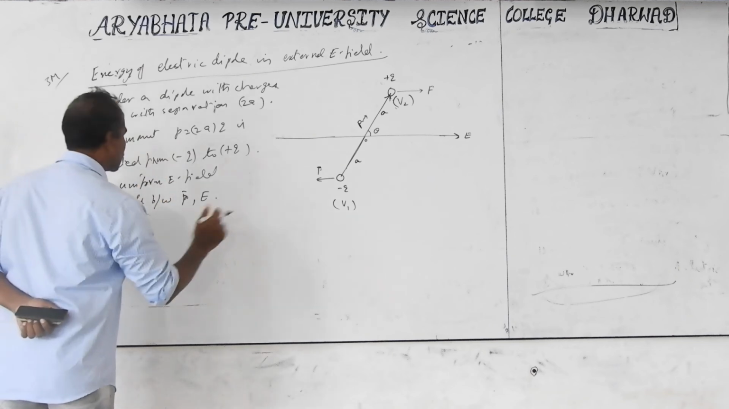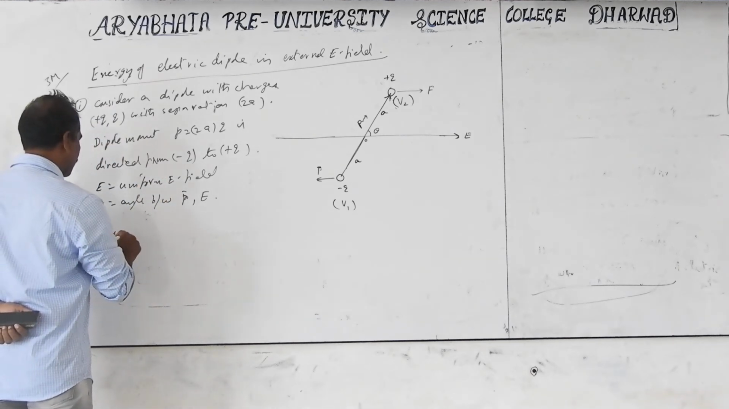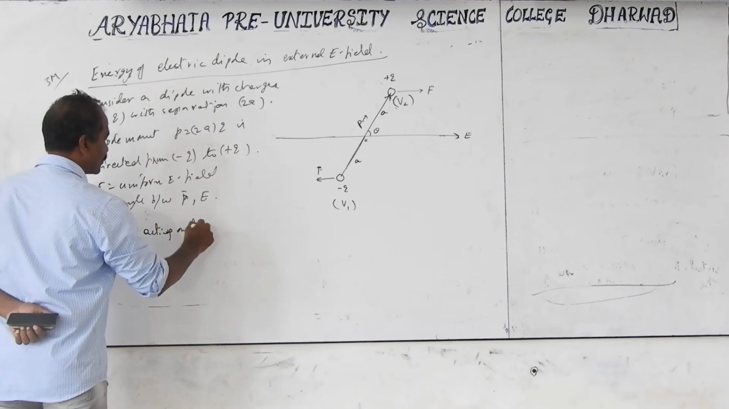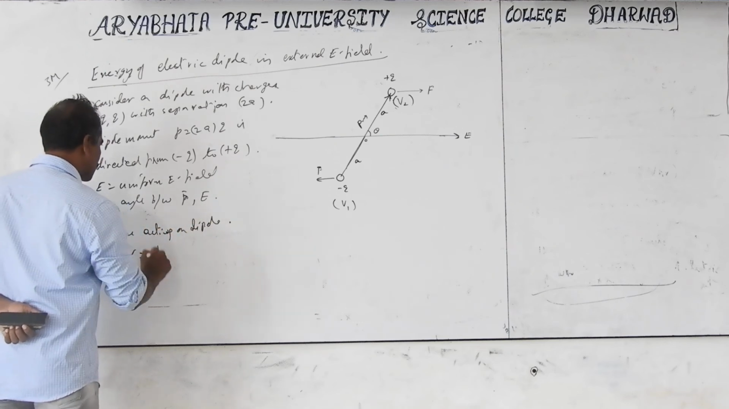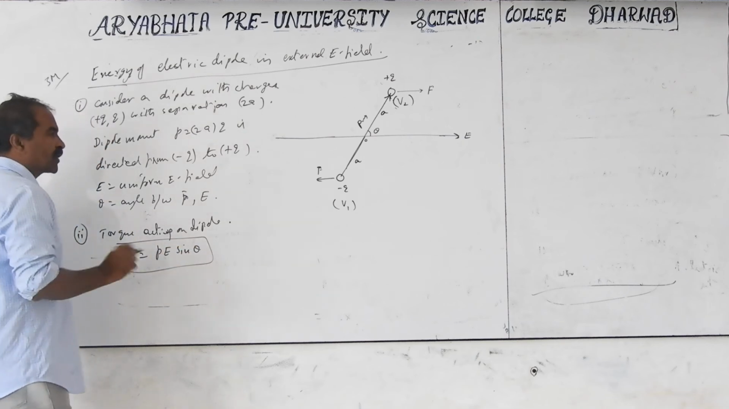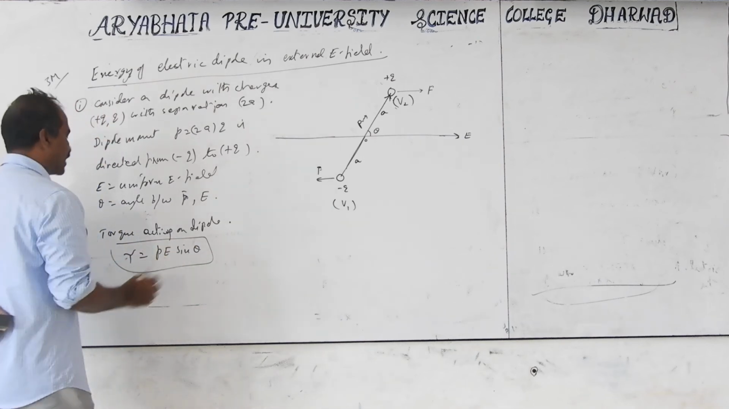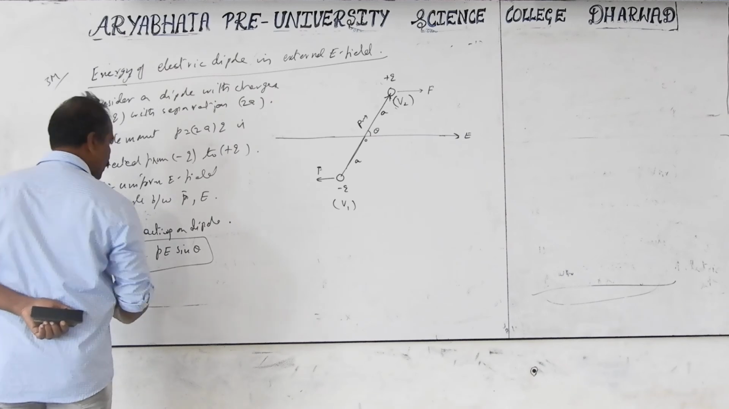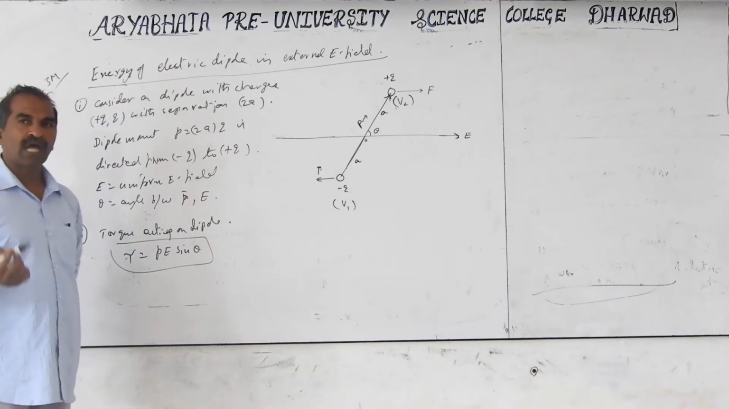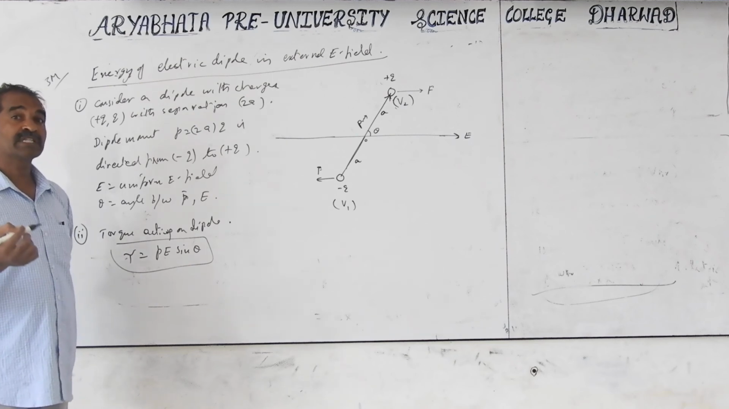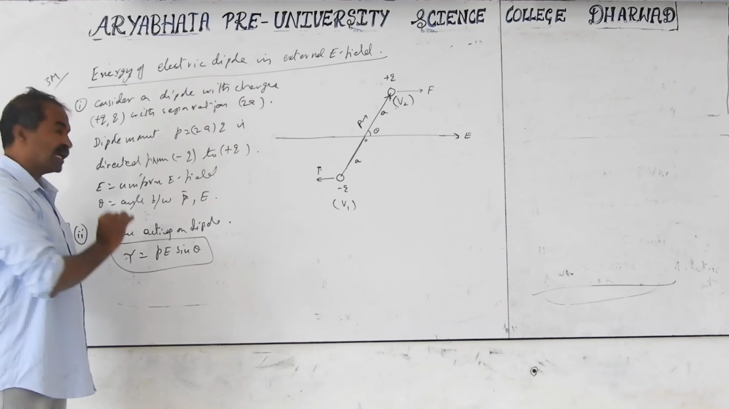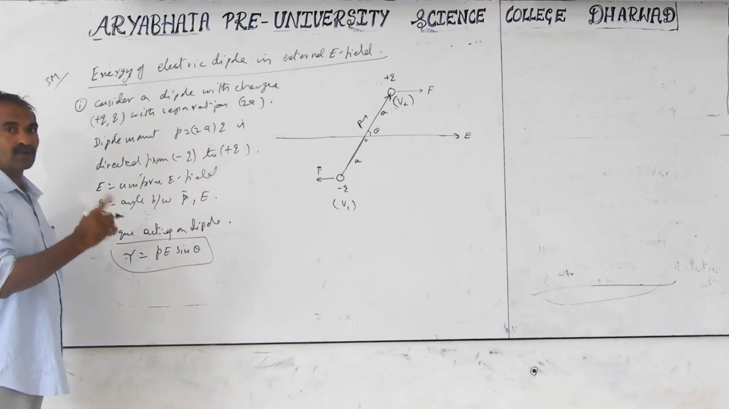This one is in terms of torque. The torque acting on the dipole is tau equals PE sin theta. Now if you rotate the dipole through a small angle d theta, what happens? In linear motion, work equals force times displacement. In rotating motion, force is replaced with torque tau, and linear displacement S or X is replaced with theta.